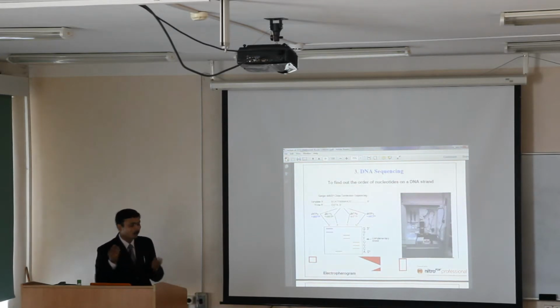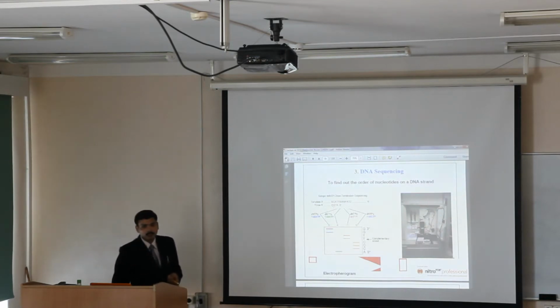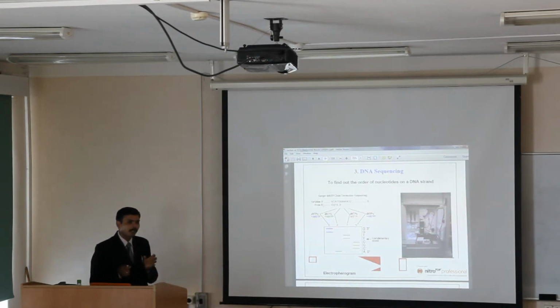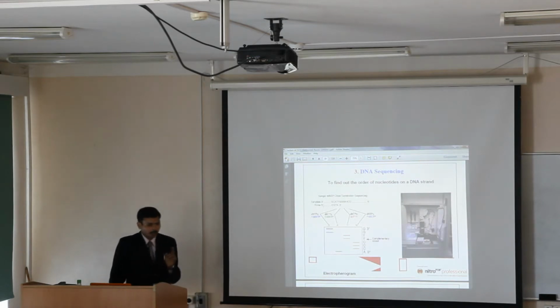How do we know the sequence of this DNA molecule? To find out, we use a technique called DNA sequencing. DNA contains four nitrogenous bases: A for adenine, T for thymine, G for guanine, and C for cytosine.